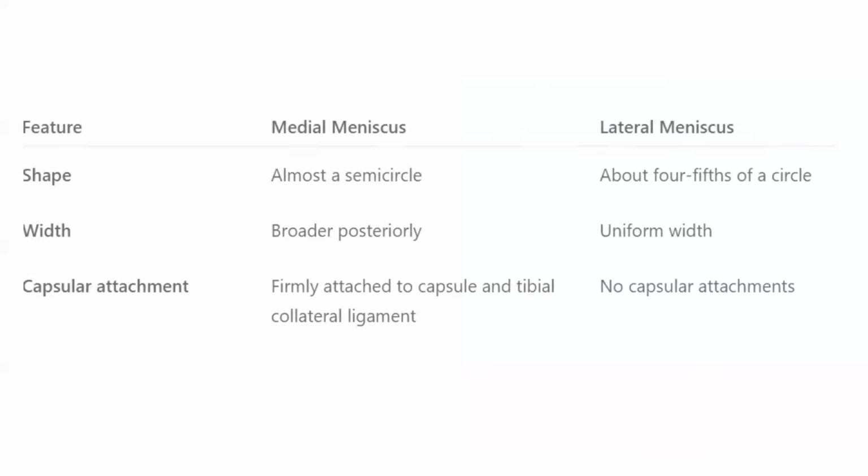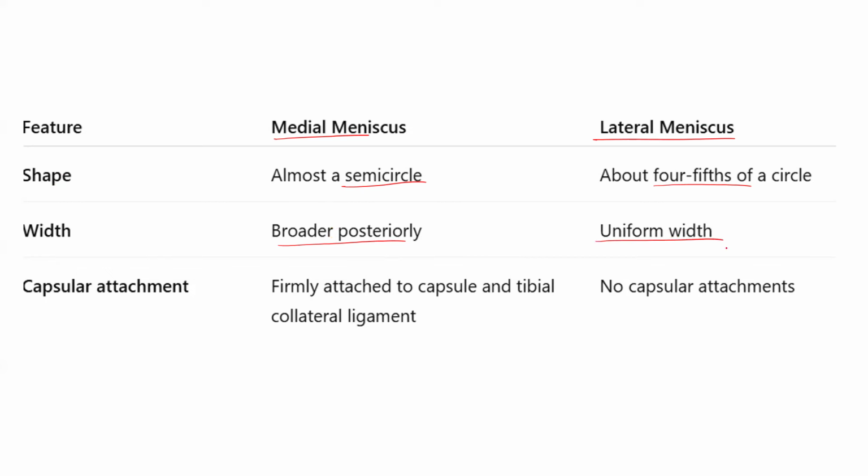These are the anatomical differences between the medial and the lateral knee menisci. In terms of shape, the medial one is a semicircle, the other one is 4/5 of a circle. The medial one is broader posteriorly, whereas the lateral one has a uniform width. The medial one is firmly attached to the capsule and to the medial collateral ligament, which is also known as the tibial collateral ligament, whereas the lateral one has no capsular attachments.